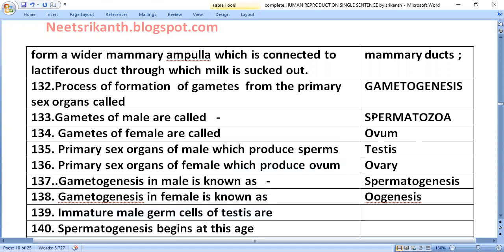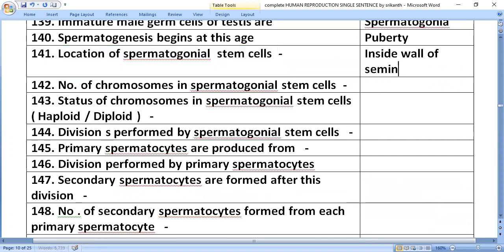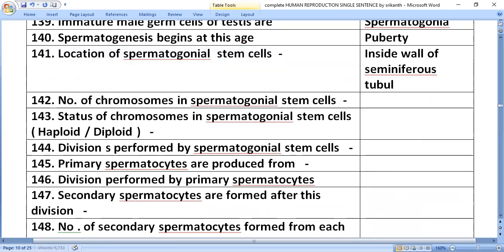Immature male germ cells of testes are spermatogonia. Spermatogenesis begins at this age, puberty. Location of spermatogonial stem cells: inside the wall of seminiferous tubule. Number of chromosomes in spermatogonial stem cells: 23 pairs, or we can say 46 chromosomes are present.